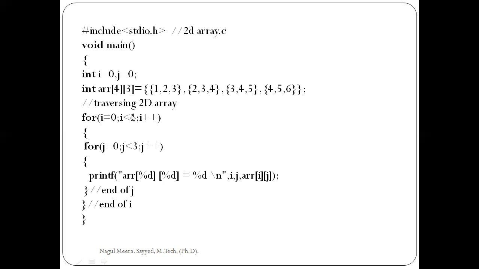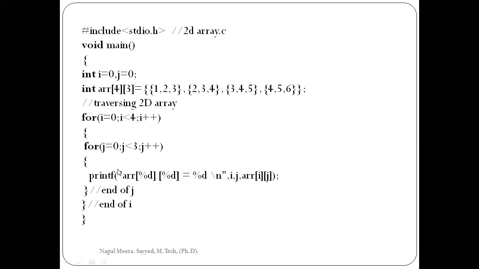Now there are two loops used. Those are for i equal to 0, i less than 4, i plus plus. This is for printing rows. And another loop is there, that is for j equal to 0, j less than 3, j plus plus. This is the for loop for printing columns.